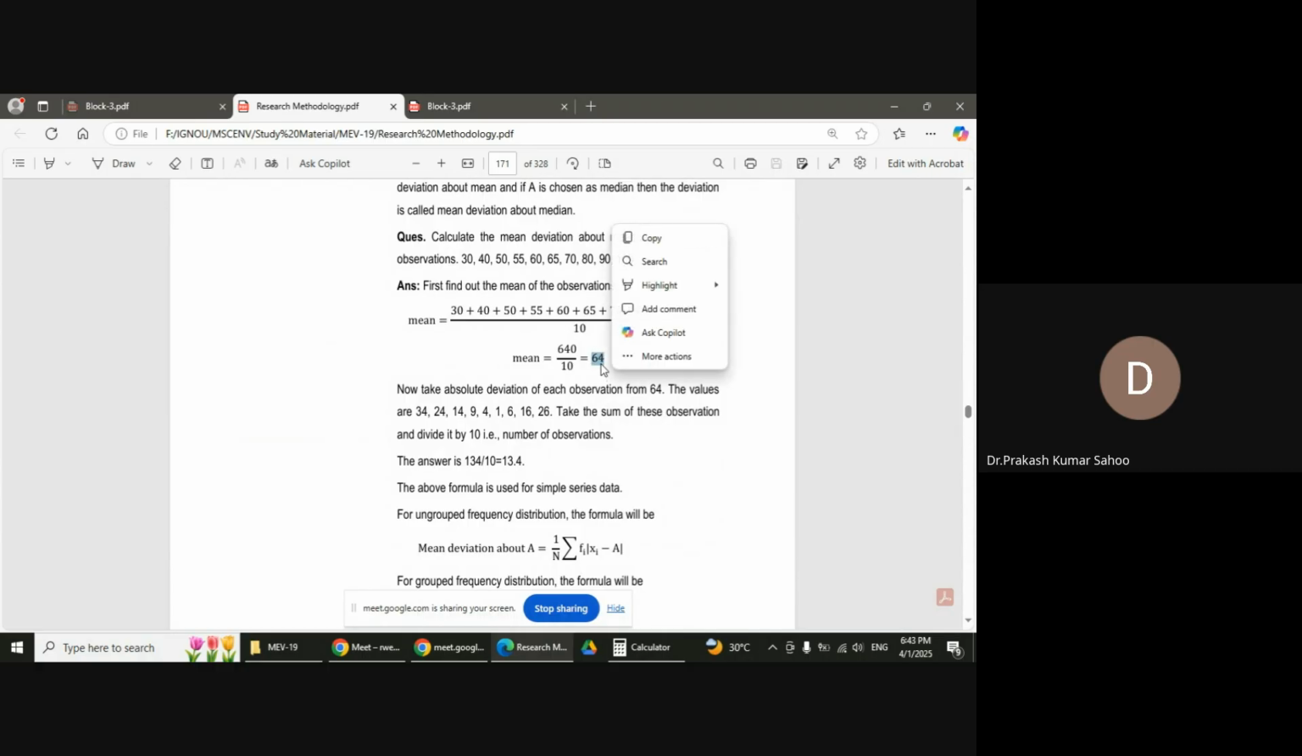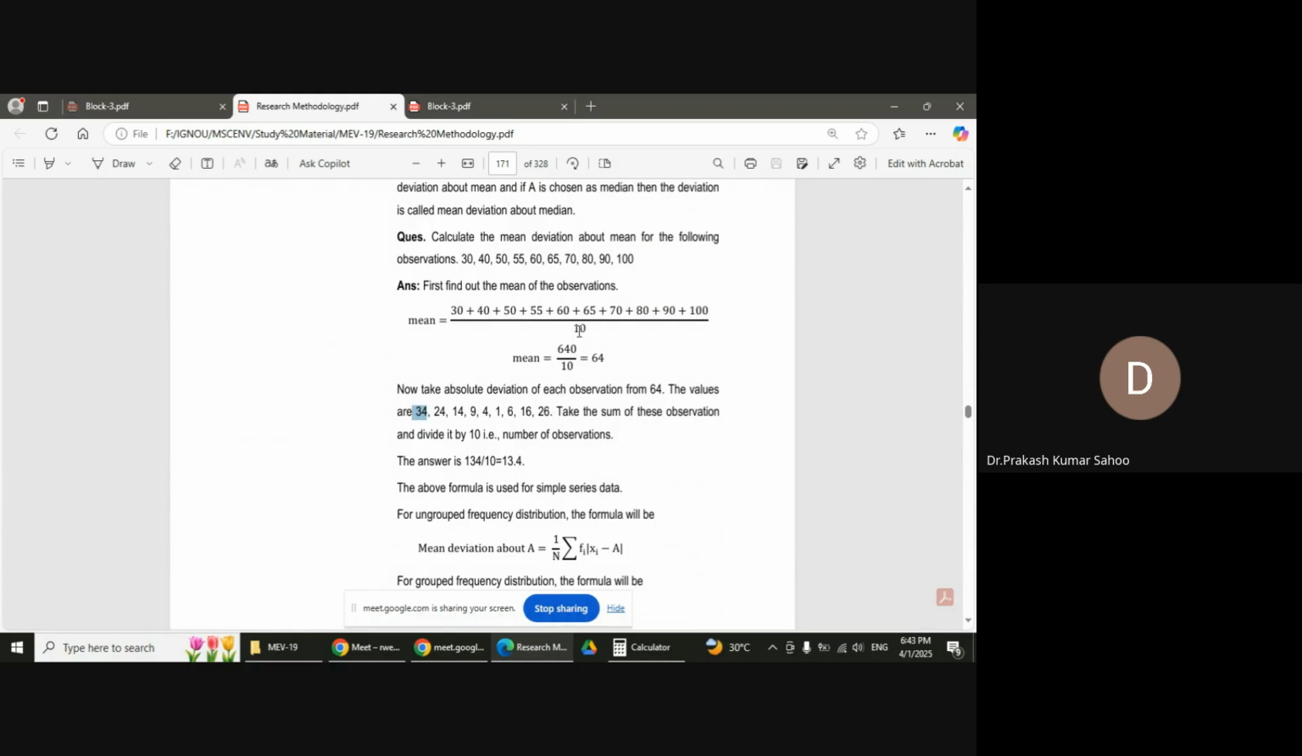If 64 is the mean, the absolute deviation will be: the first data is 30, the mean is 64. What is the difference? 34. The 34 is the deviation now. 40 and 64 gives 24, 50 and 64 gives 14, 55 and 64 gives 9, 60 and 64 gives 4, 65 and 64 gives 1, 70 and 64 gives 6, 80 and 64 gives 16, 90 and 64 gives 26, and 100 and 64 gives 36. It is not written here, it will be 36.